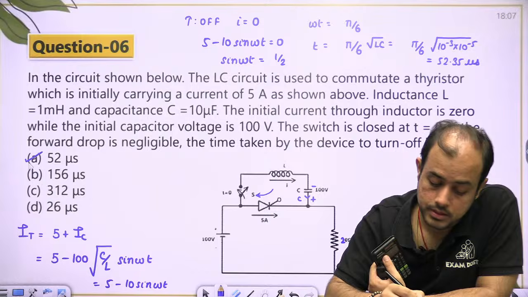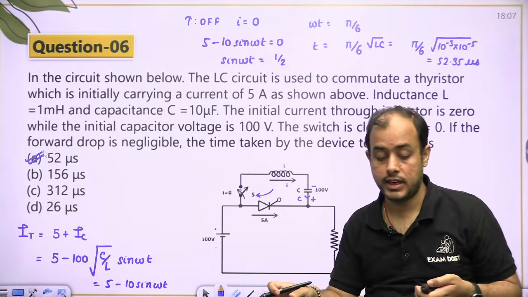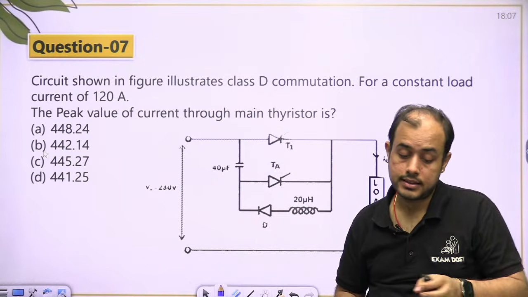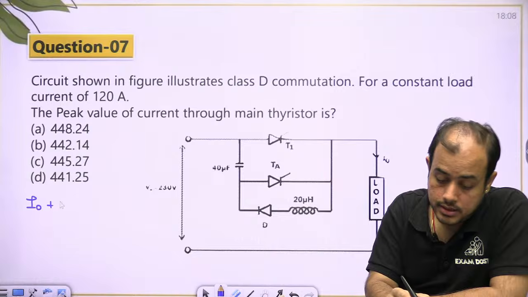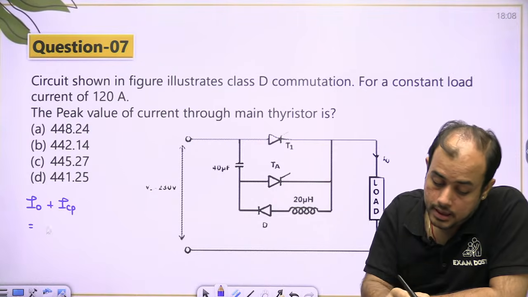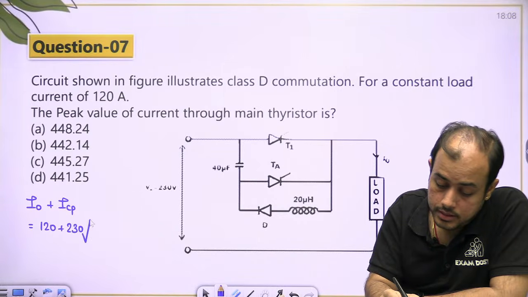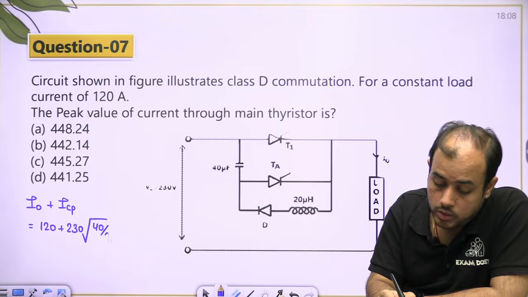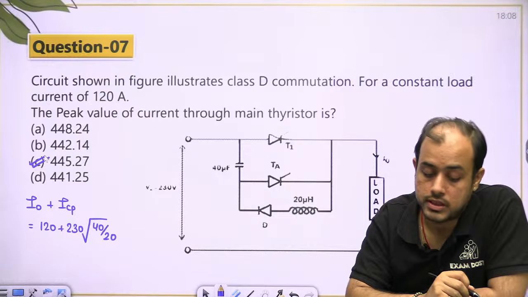ये ऐसे एक्सपेक्ट कर रहा है कि करंट विल गो अपोजिट एंड इट विल कैंसिल. Class D commutation: peak current through the main thyristor. In class D it is I naught plus ICP. I naught is 120, ICP is 230 root 40 by 20. So it is 445.27.